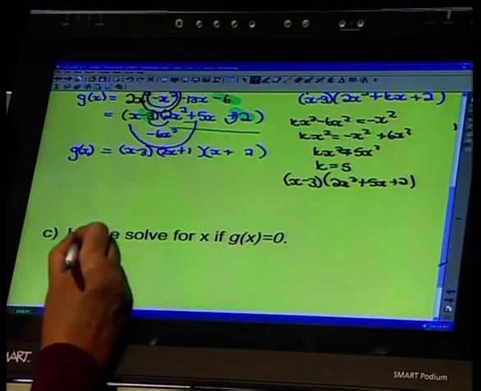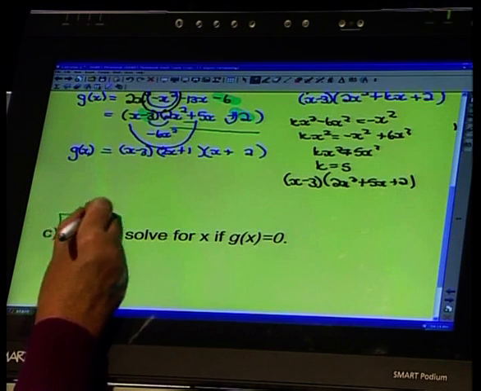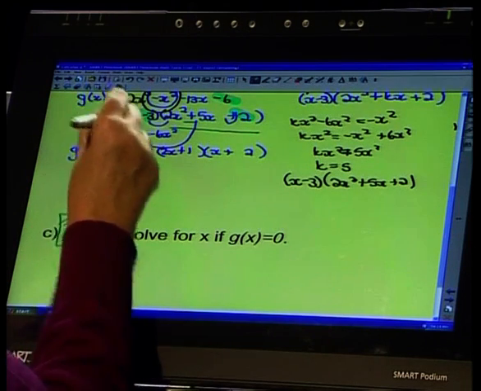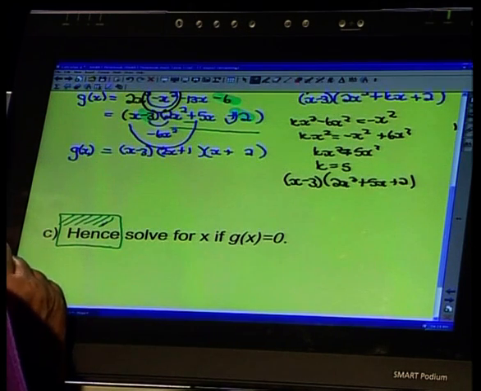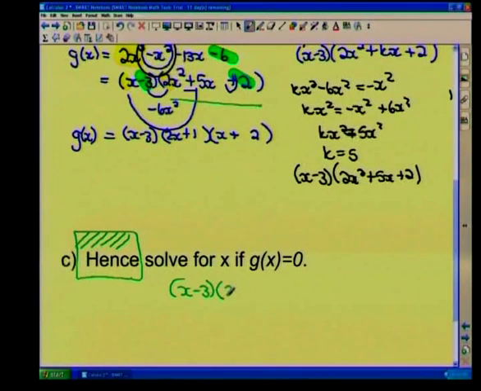The C question says hence. Now, I'm sure you've heard me many times say to you, hence means do it with what you've got or otherwise get it wrong. But it's not quite as bad as that, okay? I think basically what we're going to do is we're going to take the thing we factorized, and instead of calling it g of x, we're going to put it equal to 0. So let's do that. We have x minus 3 times 2x plus 1 times x plus 2 equals 0.